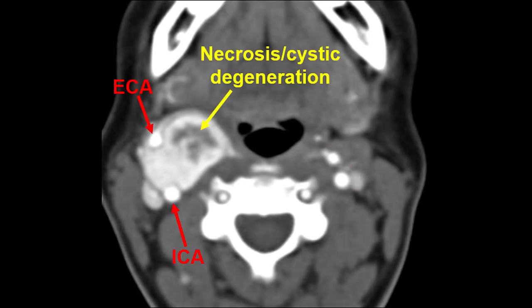Careful observation reveals that the mass displaces the external carotid artery anteriorly and the internal carotid artery posteriorly, which is one of the most typical radiologic signs of a carotid body tumor. The lesion is oval, well-defined, and shows intense enhancement after intravenous contrast, indicating its hypervascular nature. Inside the mass, a small hypodense area suggests necrosis or cystic degeneration.